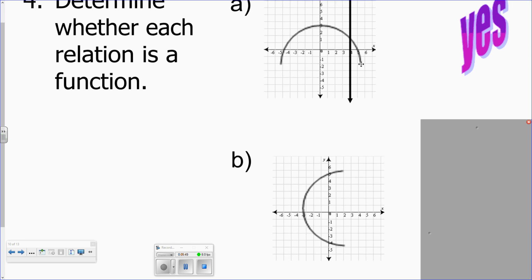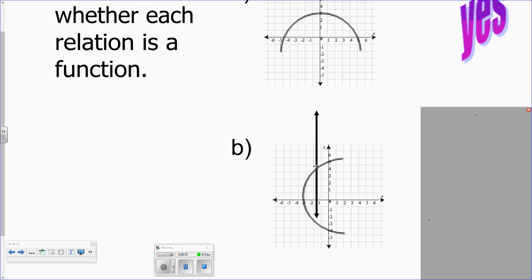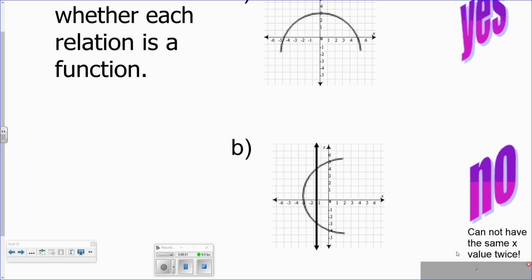When we look at the second one, though, we look at b. b would not be considered a function because if I take my vertical line, we can see that it's intersecting at 2 spots. And so that would not be considered a function because we now have x values that are appearing more than once.